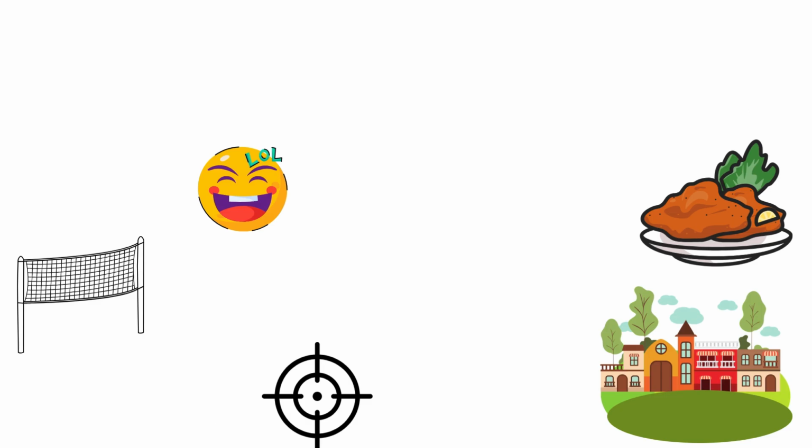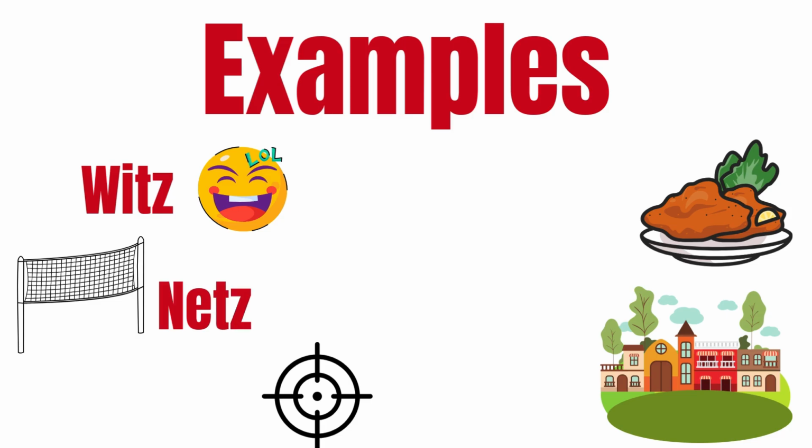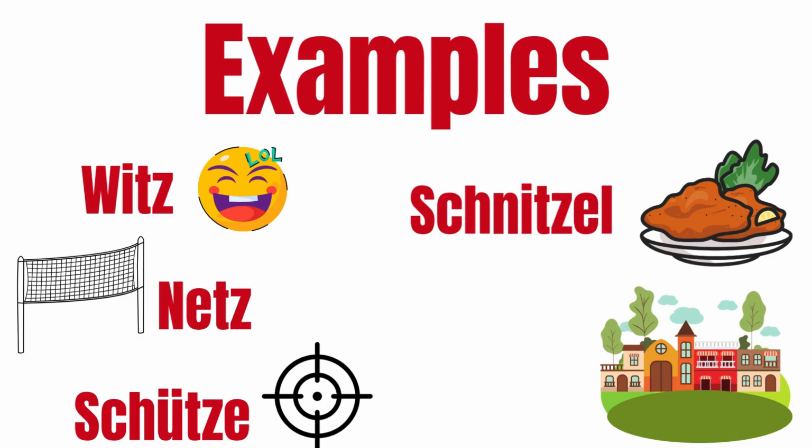Let's look at some examples of Austrian words that use the TZ or the TZL sound. The first example: Witz, that's joke, Witz. Netz, net, Netz. Schütze, shooter, Schütze. Schnitzel, the favorite meal, Schnitzel. Kretzel, neighborhood, Kretzel.